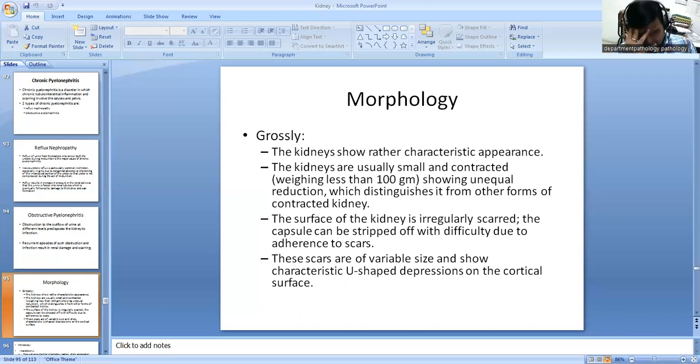Now, what are the changes seen in the malignant nephrosclerosis? First, we will discuss about the gross features, then thereafter vascular features. Grossly, in case of malignant hypertension, superimposed on pre-existing benign nephrosclerosis, the kidneys are small in size, reduced in weight, and have finely granular surface.